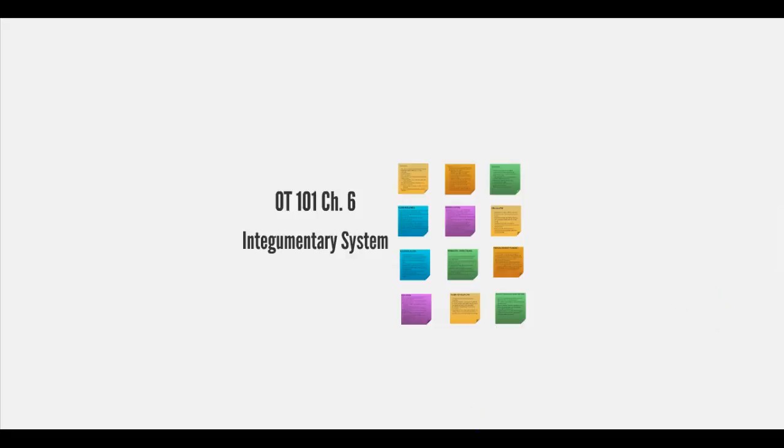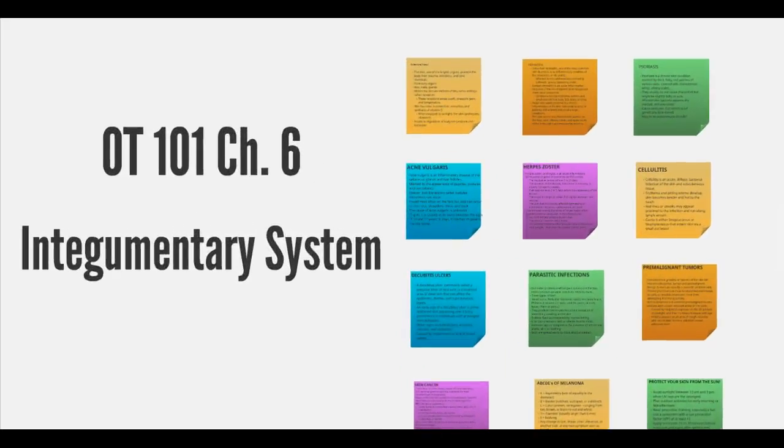Hi guys, so this is the Chapter 6 key points video for OT101. Chapter 6 covers the integumentary system, which is your hair, skin, and nails.